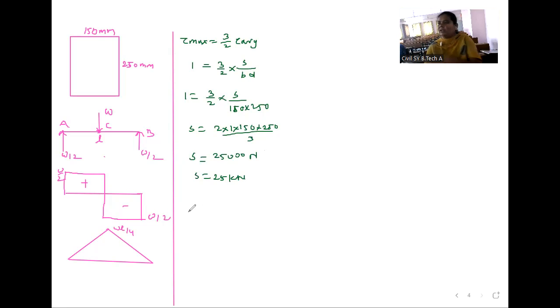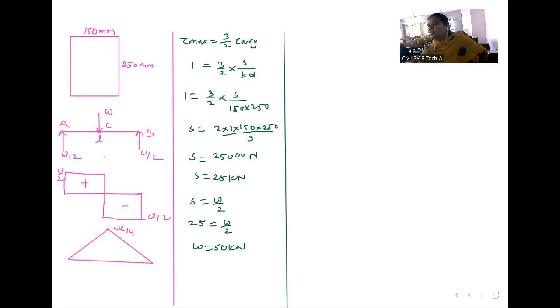From this we will calculate W. First we will write in terms of shear force. Shear force is W by 2, so S equals W by 2. Shear force is 25, which equals W by 2. So W equals 50 kilonewton. Now only one unknown is remaining, that is L.